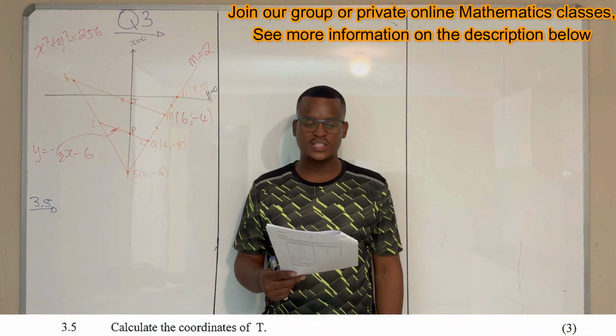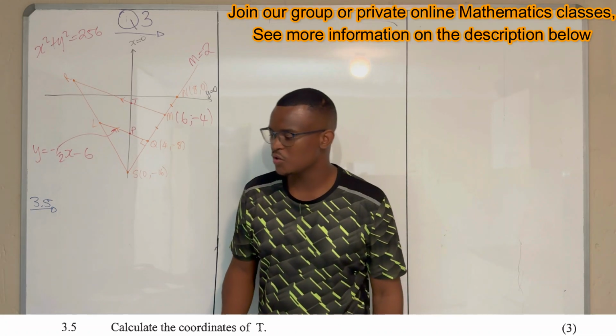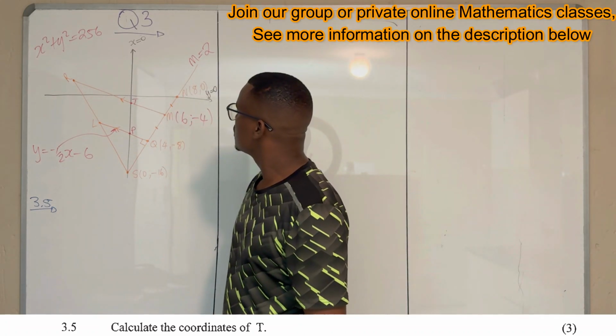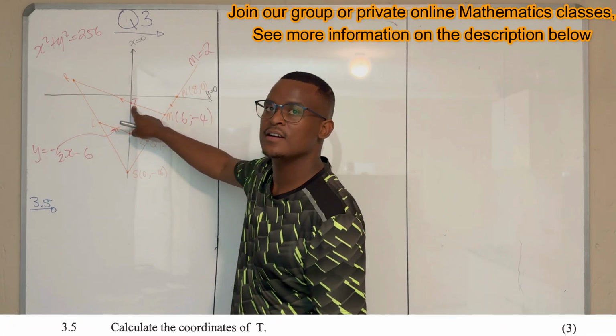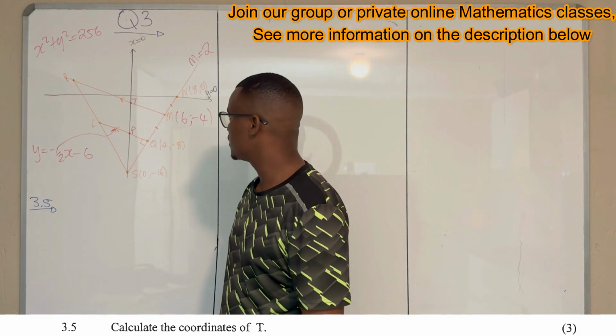Okay, so now we're doing 3.5. In 3.5, they are saying calculate the coordinates of T. So they want us to calculate the coordinates of T. So where is T? T is over there, right? So they want us to find the coordinates of T. How are we going to find the coordinates of T?